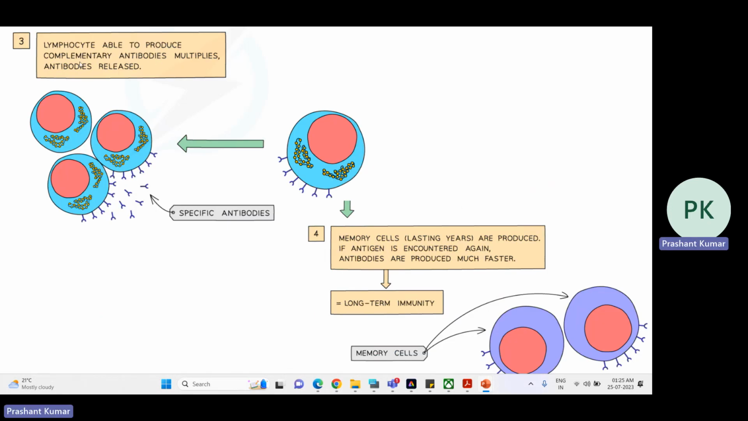Lymphocytes able to produce complementary antibodies multiply and antibodies are released. Memory cells are produced. If the antigen is encountered again, antibodies are produced much faster. That means long-term immunity, and these are the memory cells.